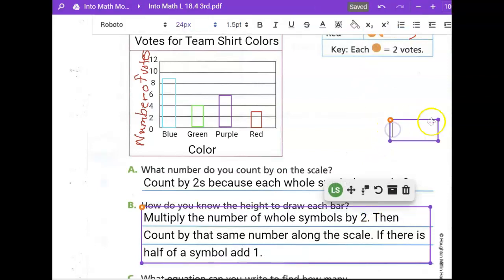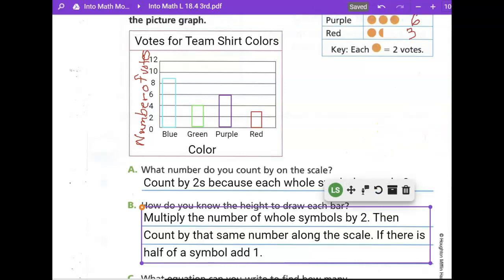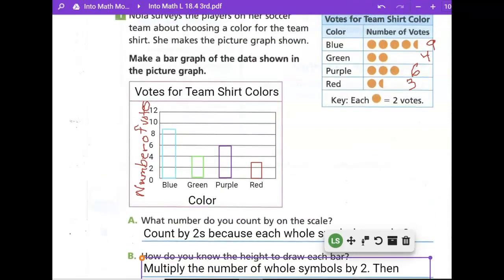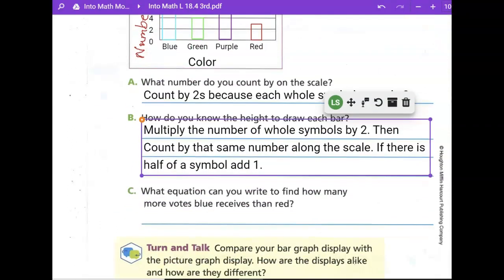That's a pretty long explanation, but it's kind of necessary to get you from the picture graph to the bar graph. So if you're watching this, please stop your video and make sure you're understanding that you're looking at your orange dots up top and multiplying those by 2, and if there's a half, you're adding 1 for that.